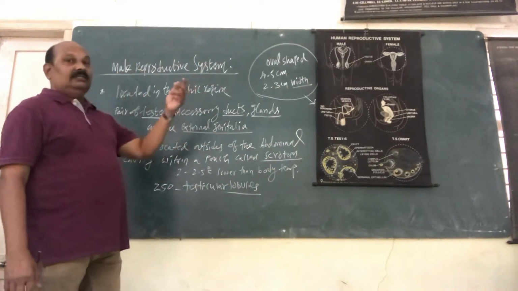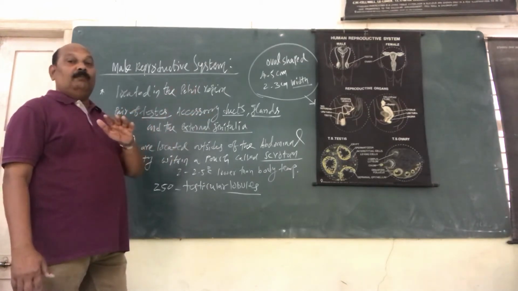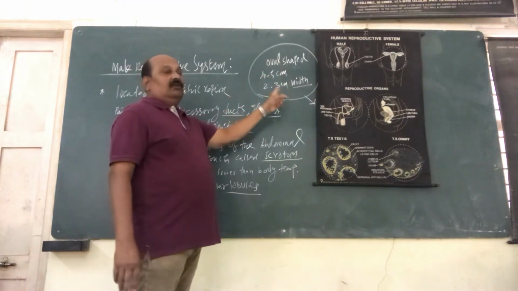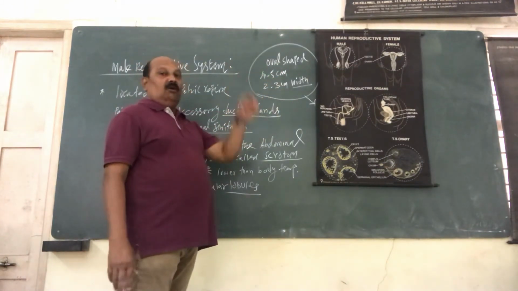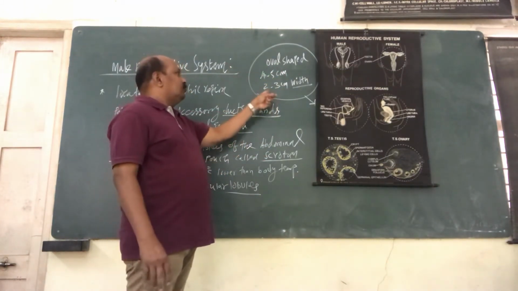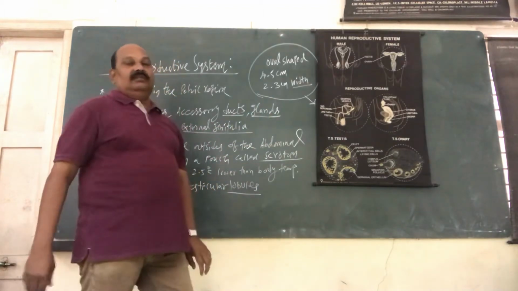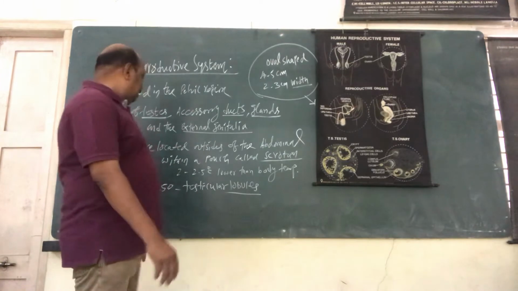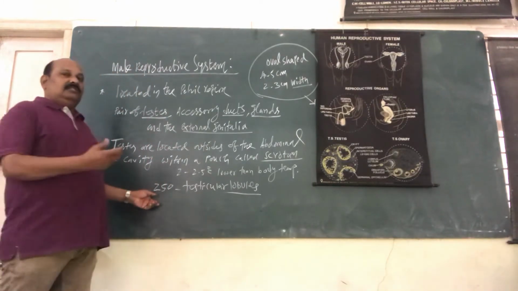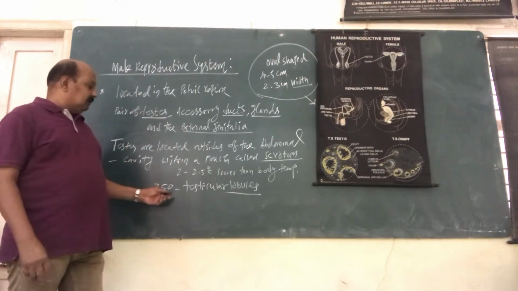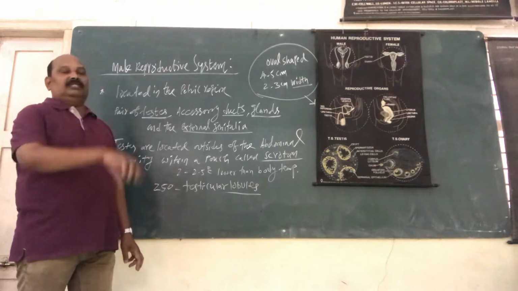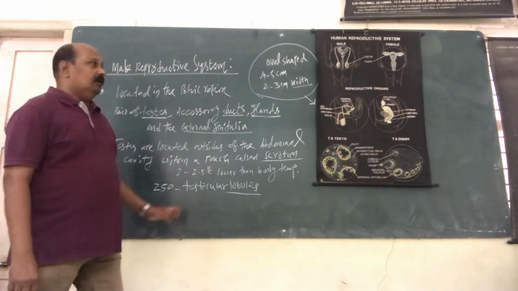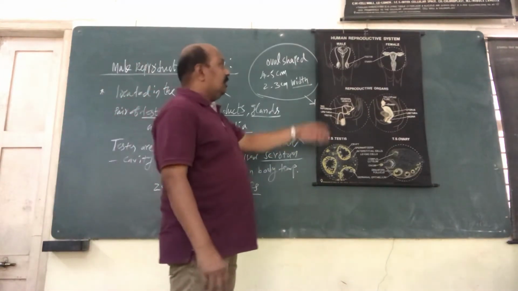Normally, testes is the plural, and testis is the singular. Each testis is oval shaped, 4 to 5 centimeters in length, whereas 2 to 3 centimeters in width. Now, each testis is composed of about 250 compartments, which we call testicular lobules. Testicular lobules. Now we come to this picture, this chart.